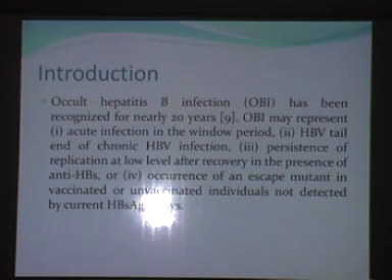Occult hepatitis B infection has been recognized for nearly 20 years. It may represent an acute infection in the window period, or the tail end of chronic hepatitis B virus infection, the persistence of replication at a low level after recovery in the presence of anti-hepatitis B surface antibody, or the occurrence of an escape mutant in vaccinated or unvaccinated individuals not detected by current hepatitis B surface antigen assays.